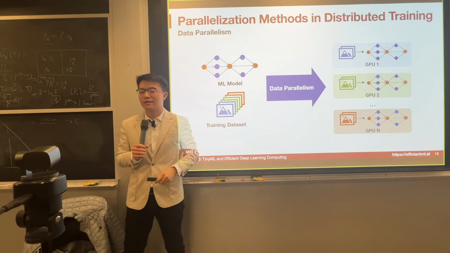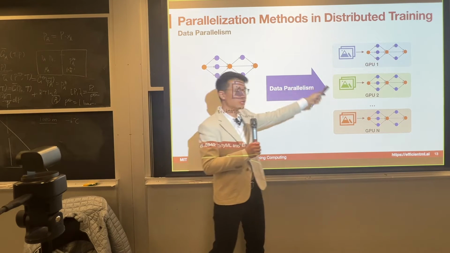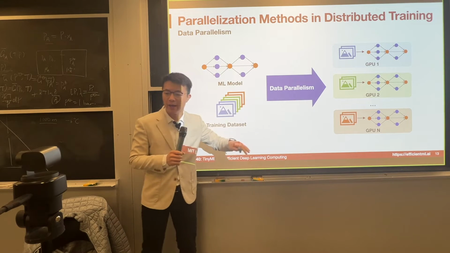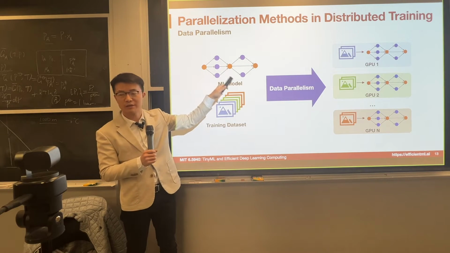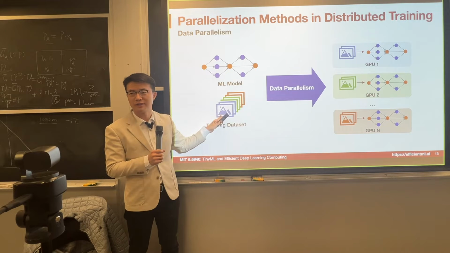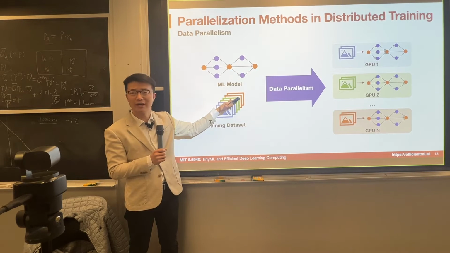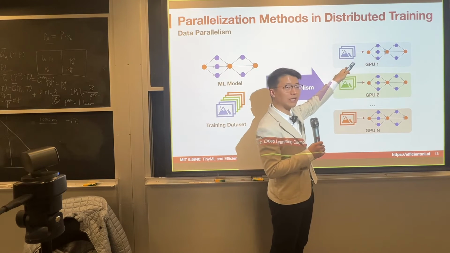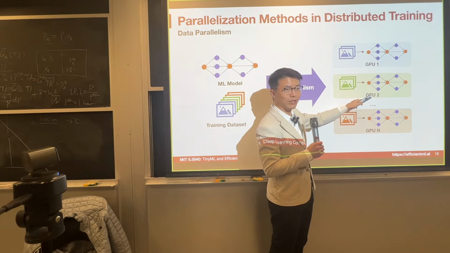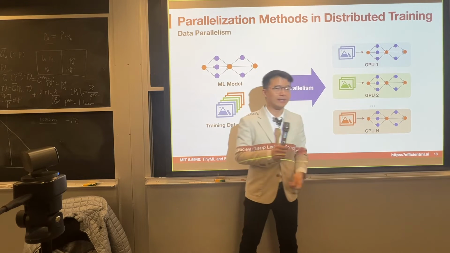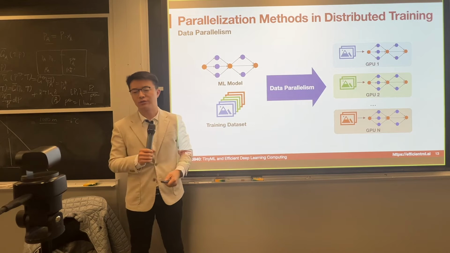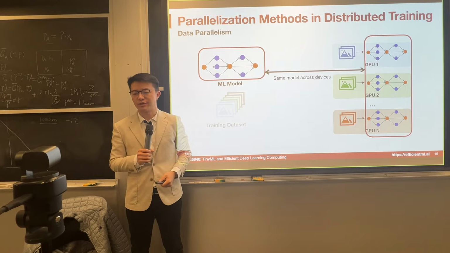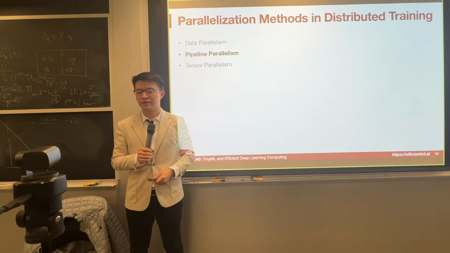So data parallelism is saying that we have multiple GPUs, in yellow, in blue, in green, in red, and they share the same model. You have the same copy of the model, but a different copy of the data. So you have the blue data, the green data, the orange data, and then you distribute the blue data to GPU 1, the green data to GPU 2, and the yellow data to GPU 3. So they're sharing the model, they're using different pieces of data. This is using the same model across different devices.